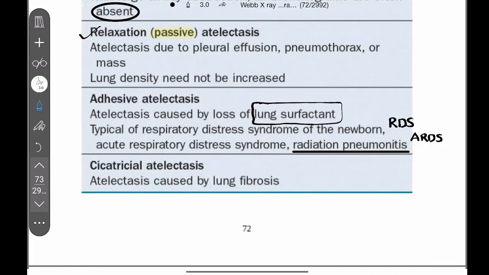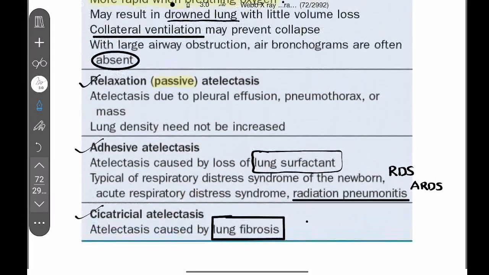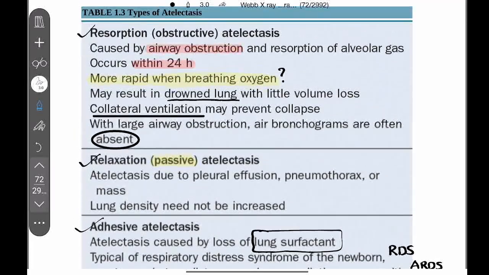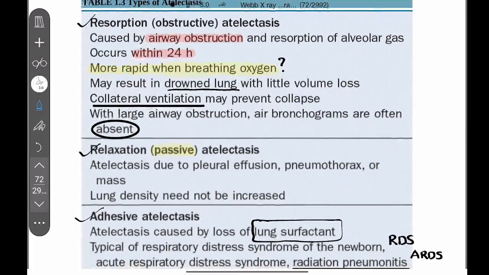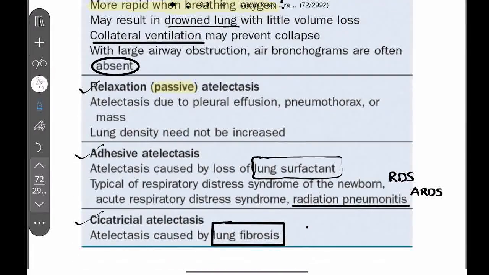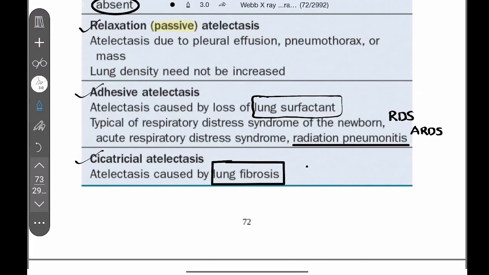Last is cicatricial atelectasis. Cicatricial atelectasis means it is due to lung fibrosis. So these are the four main types of atelectasis. First one is resorption or obstructive atelectasis. Second one is passive or relaxation atelectasis. Third one is loss of surfactant, that is adhesive atelectasis, and fourth one is cicatricial atelectasis.